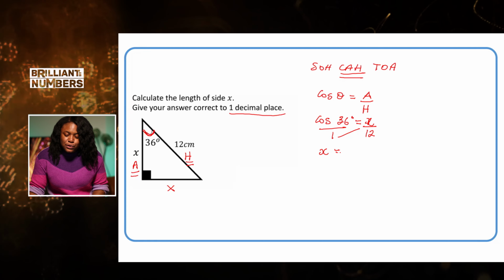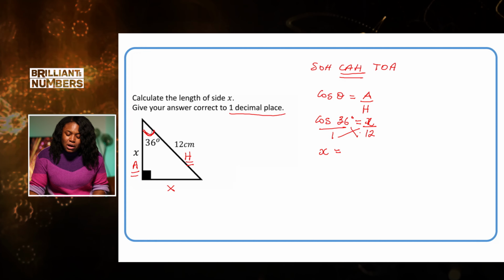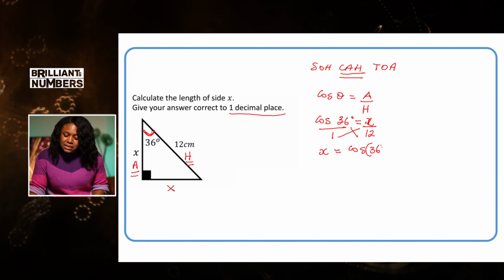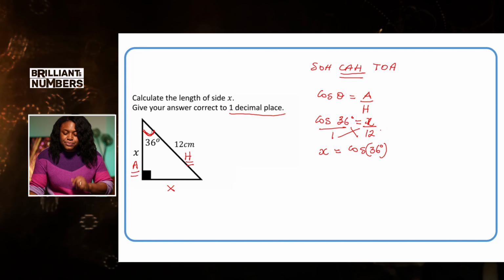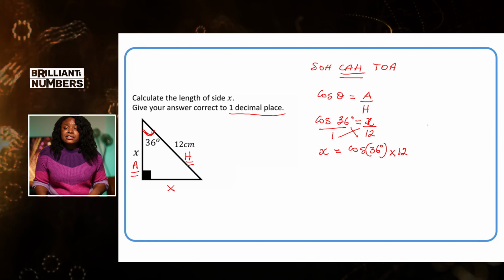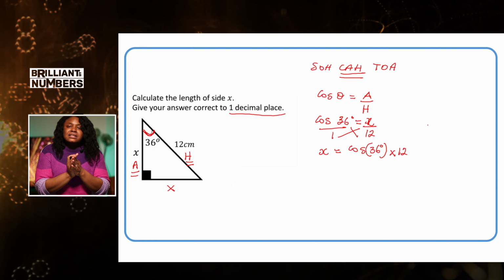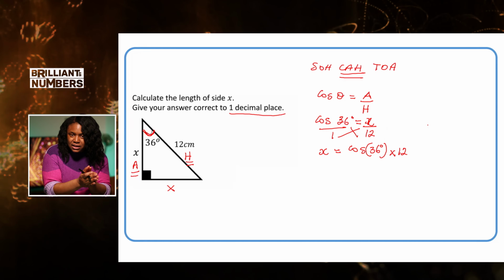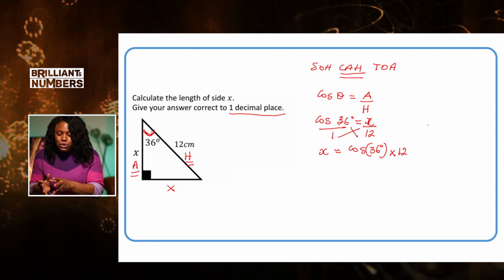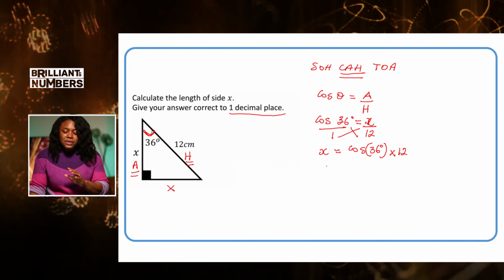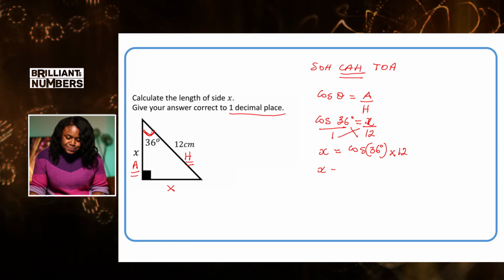And that's equal to, I now need to do cos 36. Remember, you must put that 36 degrees in bracket. Failure to do so will tell your calculator to multiply cos 36 times 12, which is a different answer from the cos of 36 and that answer multiplied by 12. So now all we need to do is to put this in our calculator.